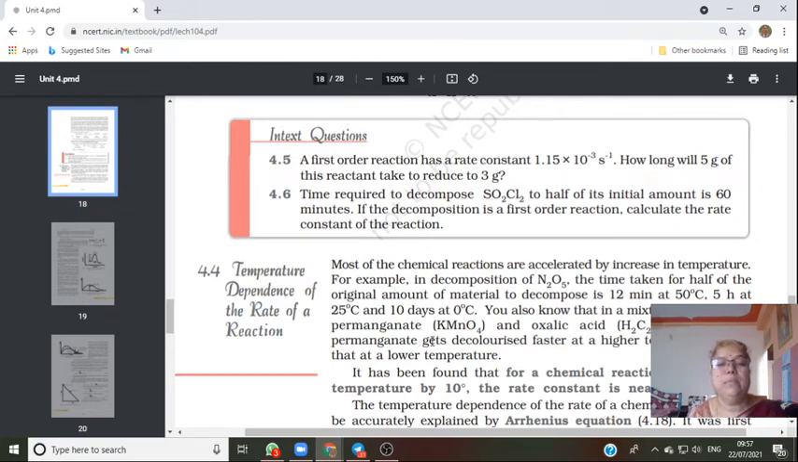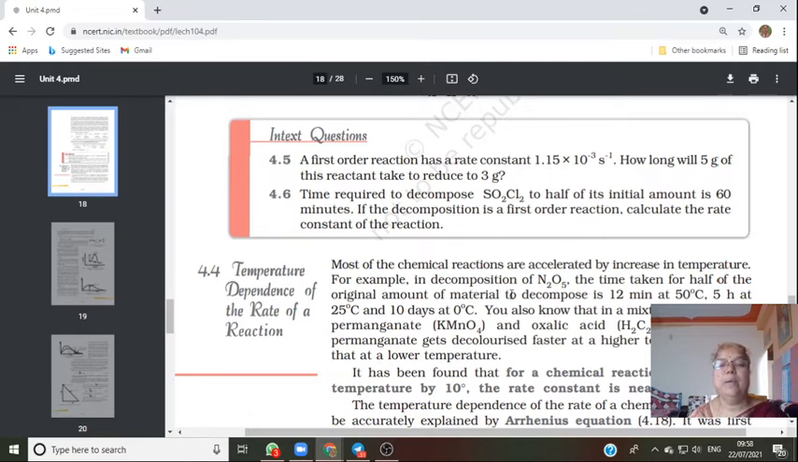So, welcome students to the physical chemistry lecture, and this is the last point of your chapter, chemical kinetics: the temperature dependence of the rate of reaction. All of you know most of the chemical reactions are accelerated by an increase in temperature. That means when we increase the temperature of the reaction, the rate of that reaction increases.